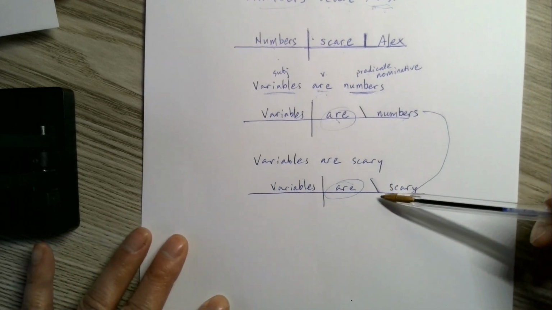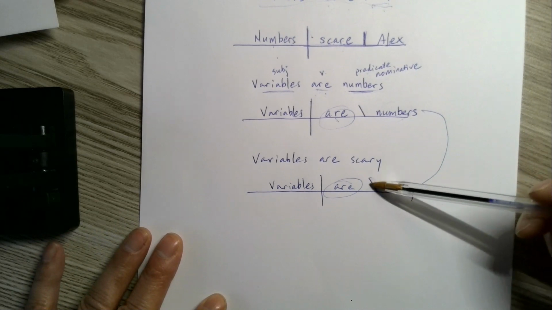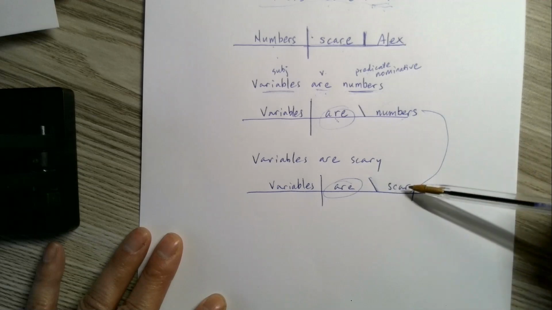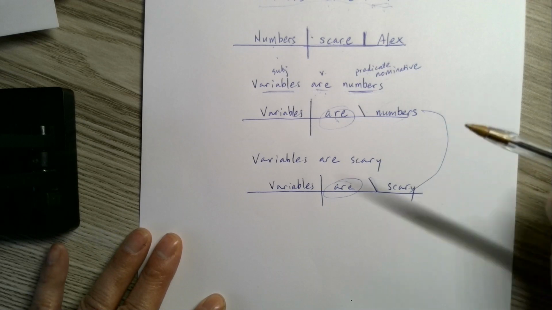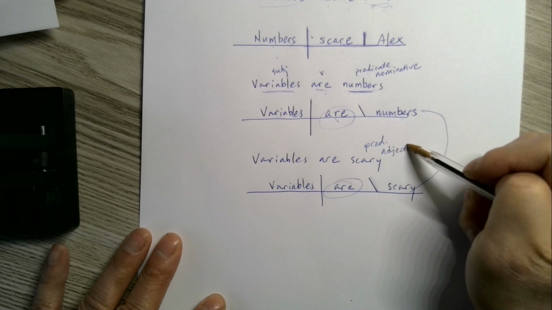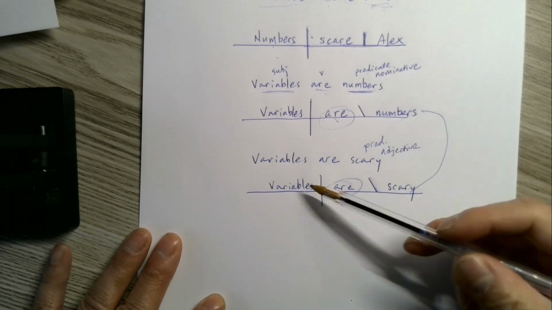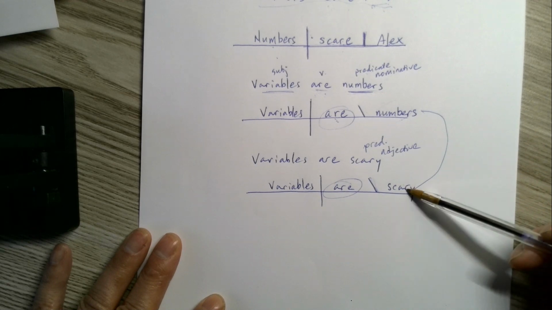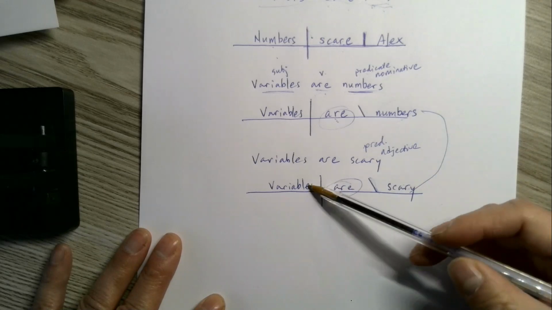And then I left you with a question of, do we use the backward slash again for this verb and this word, which is actually not a predicate nominative, it's a predicate adjective because it's describing the variables. It's not a synonym. It's not an equivalent, a word of equivalence of variables.